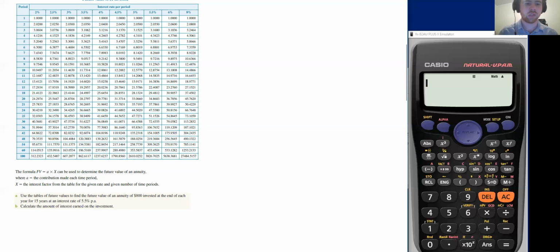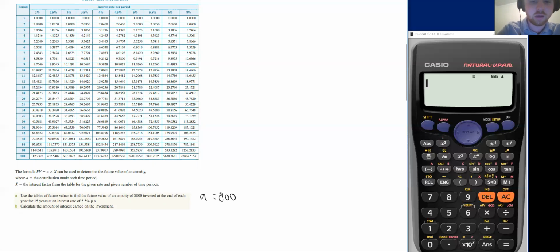Okay, so let's look at this question here. Use the table of future values to find the future value of an annuity of $800 invested at the end of each year for 15 years at an interest rate of 5.5% per annum. So first thing we notice, our A value is 800.